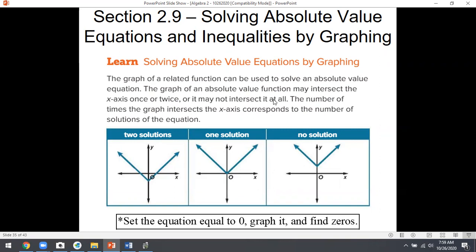With an absolute value equation, since this is the shape of an absolute value graph, there's all kinds of different solutions. Maybe you get 2 solutions. That means it crosses the axis in 2 places right here, 1 and 2. Maybe it just bounces off the axis and there's only 1 solution. Or it's possible it never crosses the axis and there's no solution. So we're just going to visually see what the answers are. It's going to be very straightforward, no big deal.